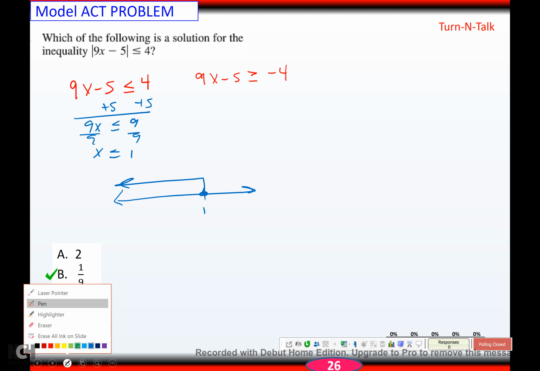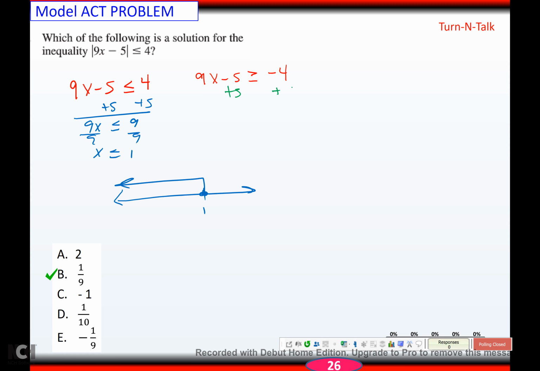Solving the other one, I'm going to add 5, I get 9x is greater than or equal to 1. Divide by 9, and x is greater than or equal to 1/9. So 1/9 is smaller than 1, so it's over here somewhere. Closed circle to the right, and this is an AND statement, so my solution is everywhere in between. Remember, if it's pointing at the bars, you're going to end up with an AND statement. If it's eating the bars, you're going to end up with an OR statement.